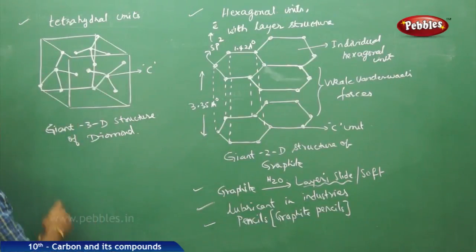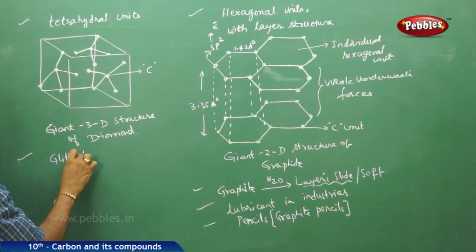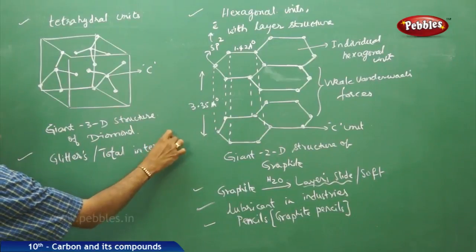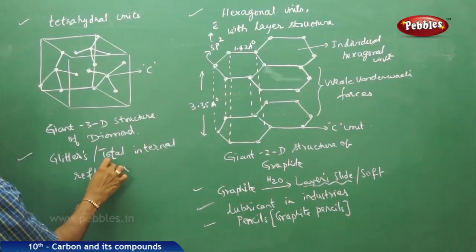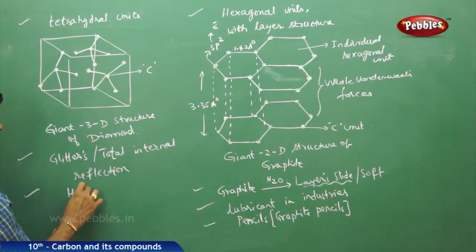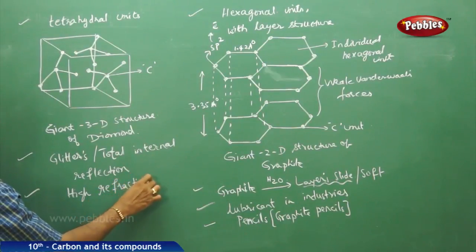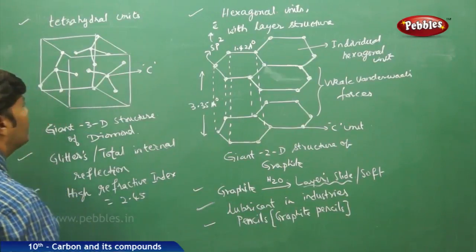And if you go for diamond, many other properties can be attributed to diamond. Because of its glittering nature, it glitters, and it shows total internal reflection. It has a high refractive index, which is equal to 2.45, and density also is very high.